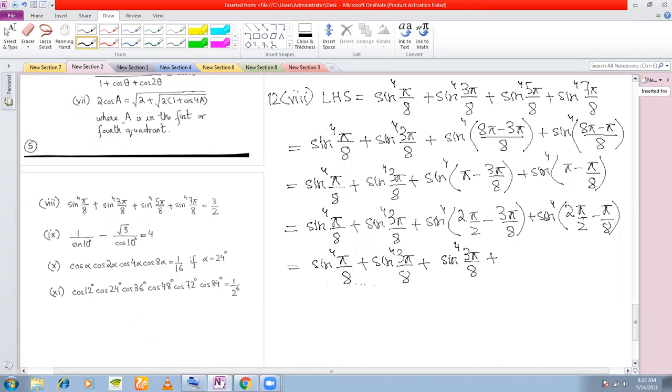Plus, and here also if you see, this is an even multiple of pi by 2. Sine remains sine. And because this is an even power, so no problem. Till now we don't know whether it is negative or positive, but now we look at the angle. We see that the angle is in the second quadrant where sine is positive, so no problem, it is positive. So this is sine to the power of pi by 8.